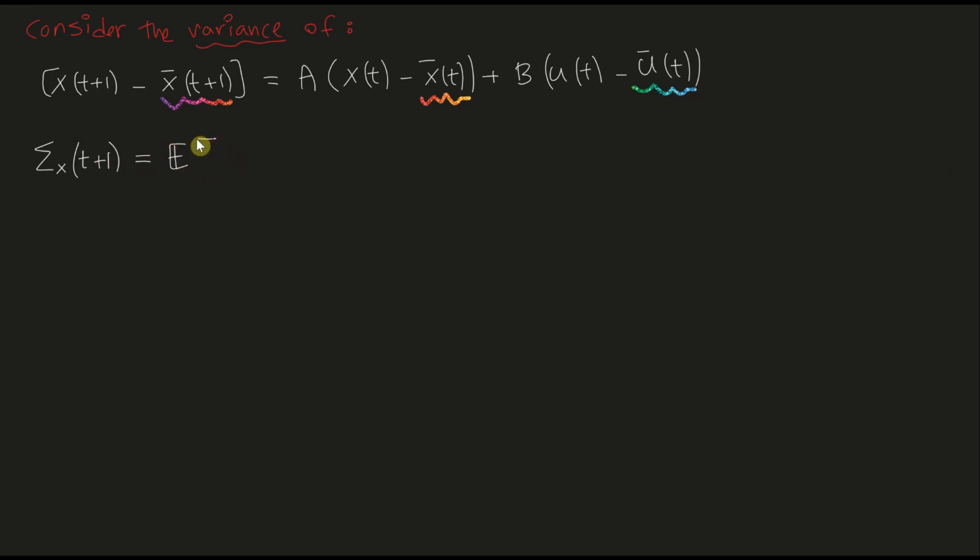So if I want the variance of x at t+1, this is what I'm going to have. I'm going to have the expected value. That's what that double E means. And I will put what I had written in the first line here, and I'm going to multiply it by itself. So here it is.